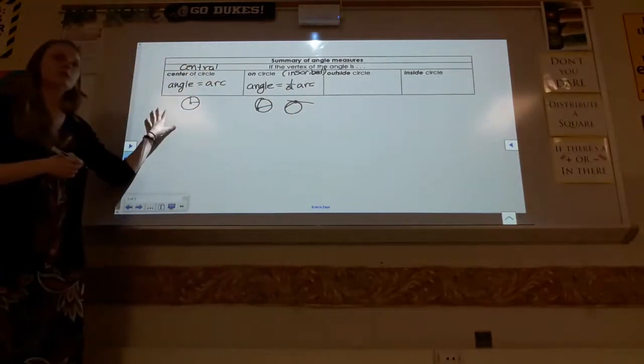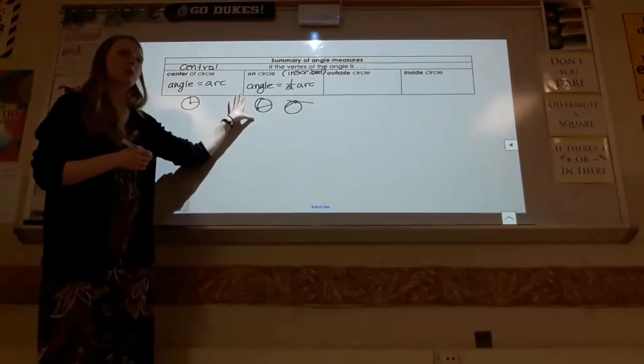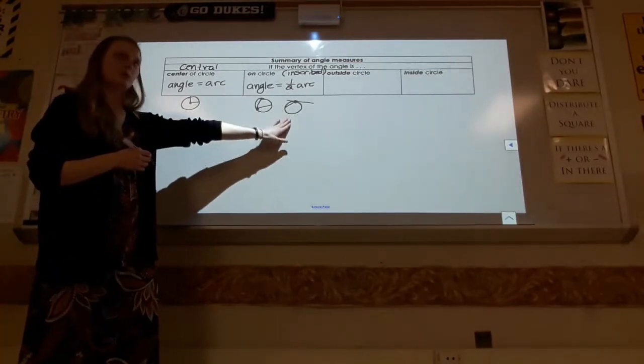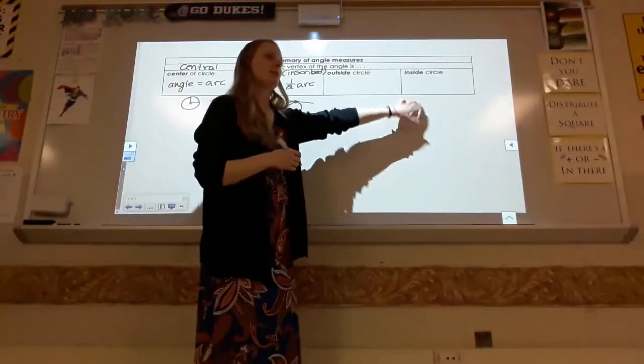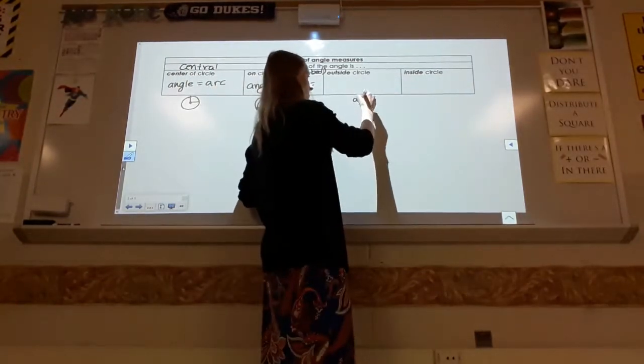So from day 1, central is equal to the arc. From day 4, the inscribed angle or this type of angle is half of the arc. Those are the first two. Now we're learning our final two in this lesson. So I'm not going to draw those pictures. Those are in the notes above.